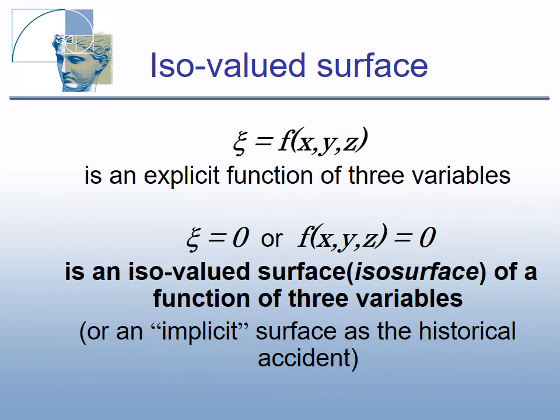Let us now introduce variable x as an explicit function of three variables. A surface where f takes zero value is an iso-valued surface, or simply an isosurface of an explicit function of three variables. Note that the expression looks exactly the same as the implicit form from the previous slide, but the meaning is completely different. So, such a surface is called an implicit surface as a historical accident, not for mathematical reasons.